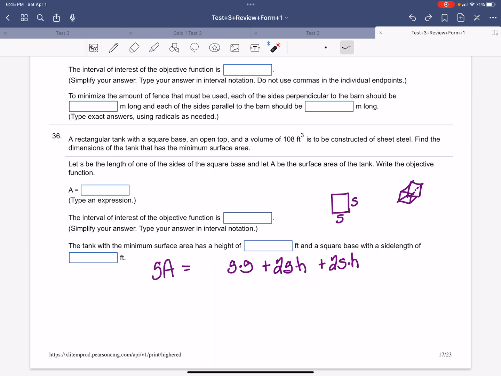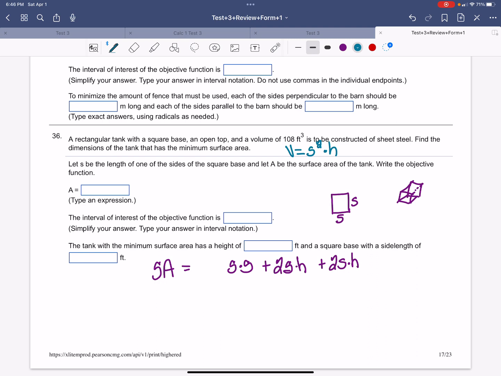Now we're going to go back and fill some different things in. Let's talk about this right here. This is the volume: a rectangular tank with a square base, an open top, and a volume of 108 feet cubed. So that's going to be V equals S times S. Usually it's length times width times height, but we are representing that square as side times side, and we're going to represent that with an S. So that's going to be side squared times my height.